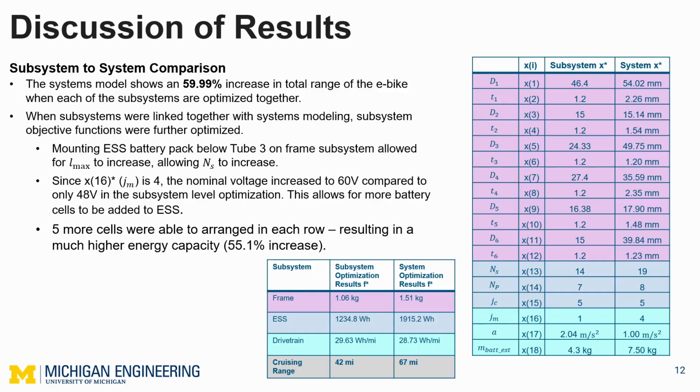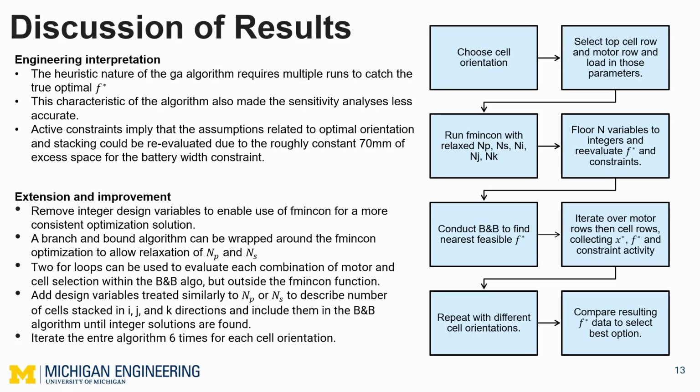The significant increase in performance was mainly due to key decisions made in the system's modeling. Mounting the battery pack below tube 3 on the frame subsystem allowed for the Lmax constraint to increase, allowing for the number of cells in series to increase. Since row 4 of the motor table was chosen, the nominal voltage increased to 60 volts instead of 48 volts in the subsystem level of optimization. This allowed for more battery cells to be added into the energy storage system. 5 more cells were able to be arranged in each row, resulting in a much higher energy capacity.